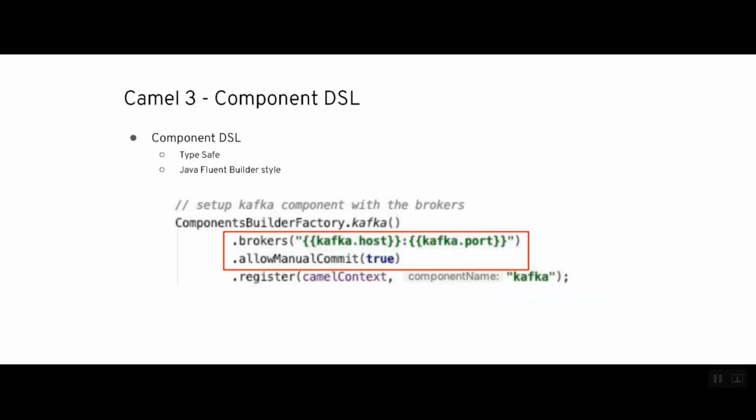We did the same for the component, and so we introduced the component DSL, which again is type safe and based on the Java code builder style. For example, one of the components in Camel with many more options, both at endpoint level and component level, is Kafka. Configuring everything through the URI in the endpoint is really complex. So the component DSL and the endpoint DSL are here to help.